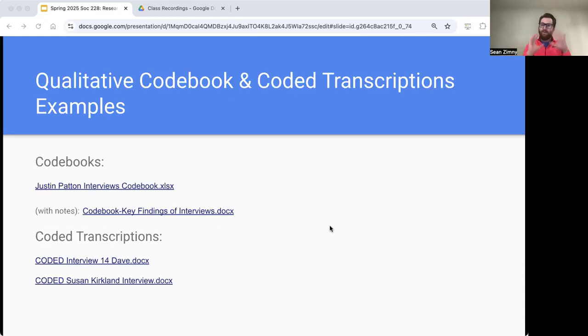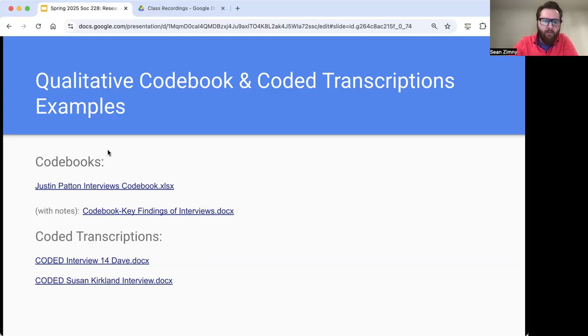Now, we talked about coding because this is critical for your assignment. You're going to do this, and don't worry, we're going to practice this in class together. But I linked a couple of coded transcriptions here and a couple of code books. These are actual code books from projects that were done in the social research lab. I think a couple I might have been a part of. I don't actually recall, but these are examples of code books that you can model your code book off of. So it gives you a framework to work from.